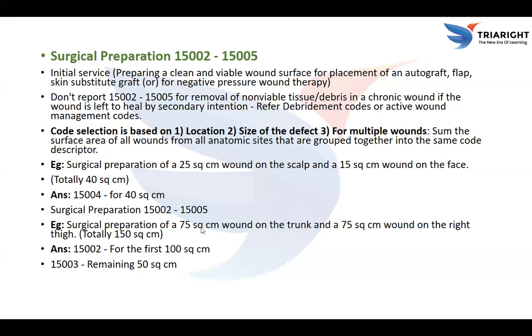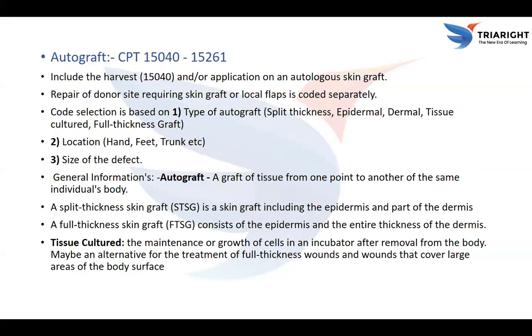Same as the second example, surgical preparation of a wound from the trunk is 75 square centimeter and 75 square centimeter on the right thigh. Both are grouped under trunk and extremities. So you have to sum up the surface areas and give a base code as well as an add-on code for the remaining square centimeter. And next is the second component, autograft. So what is an autograft?